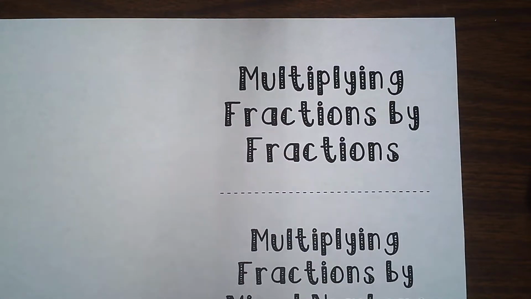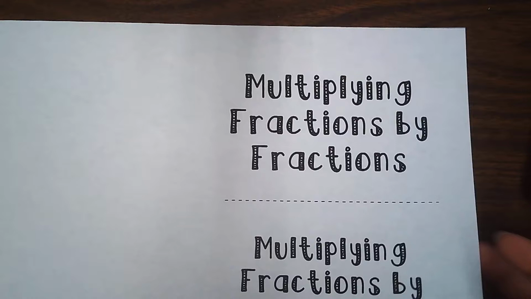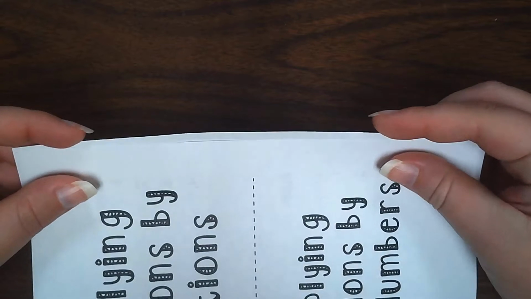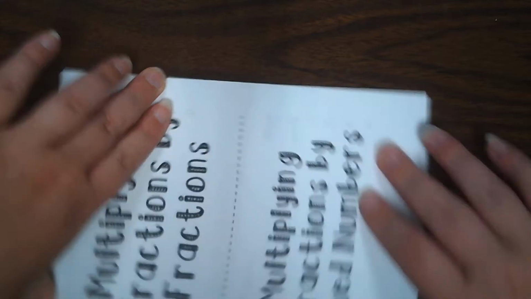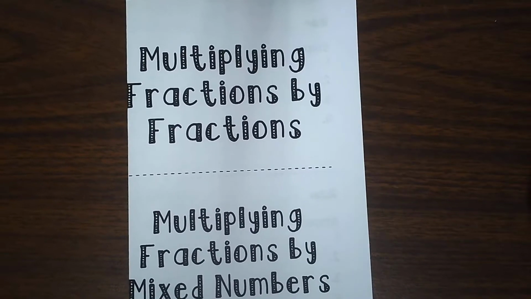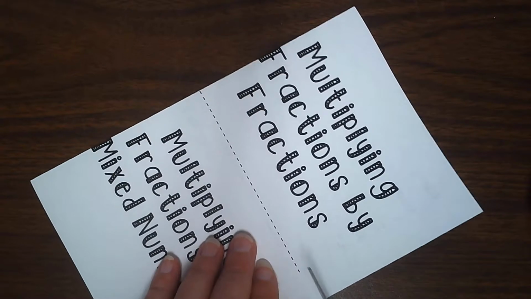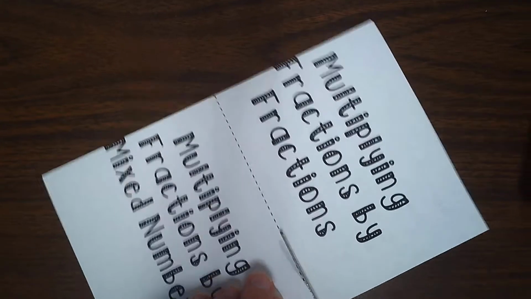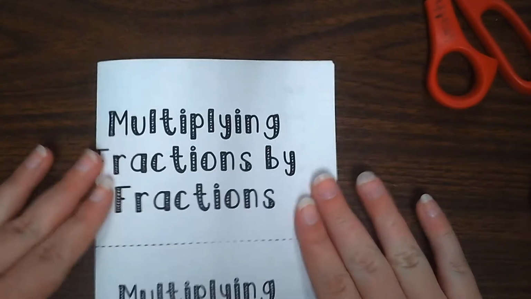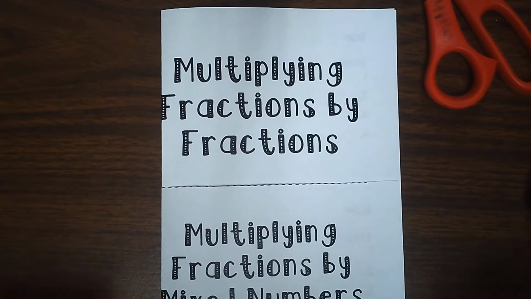Okay, today we're going to be talking about multiplying fractions. So you have this paper and you're going to fold it in half, hamburger style. Should look like this. Then just like with yesterday's lesson, we cut on the dotted line until we get to the fold. So it creates a little book.